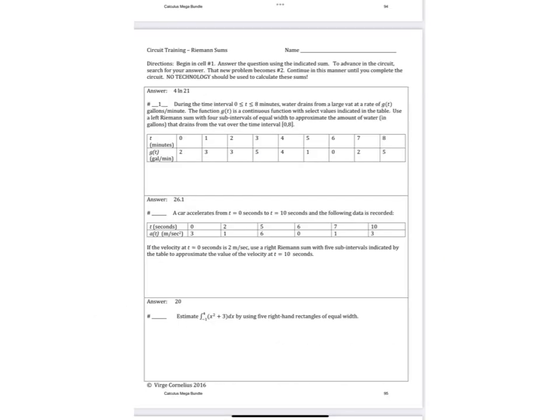So this is one of my favorite circuits. This is written by Virge Cornelius. And I don't want to work all of it because that would be spoilers and providing things on YouTube that I'm not supposed to provide. But I will work a couple of them with you.